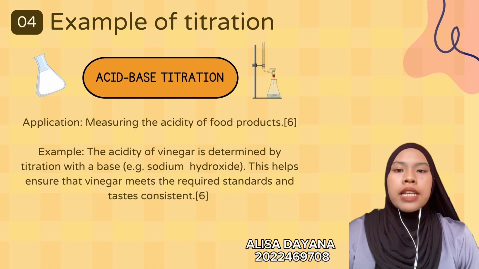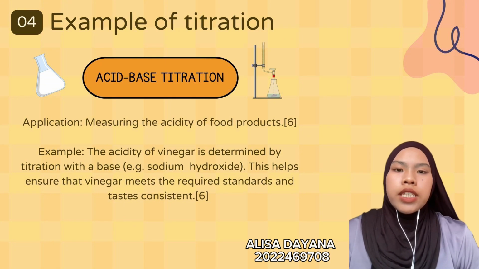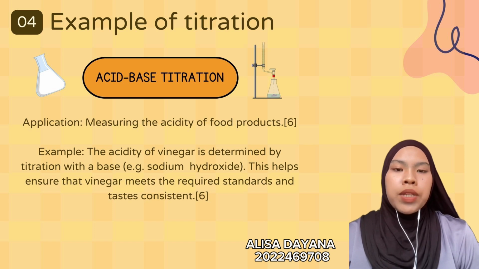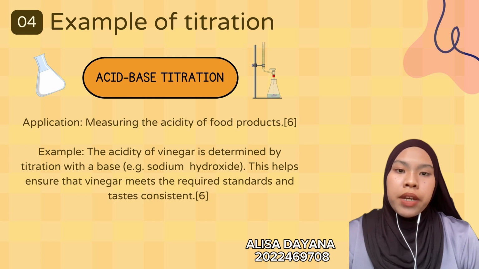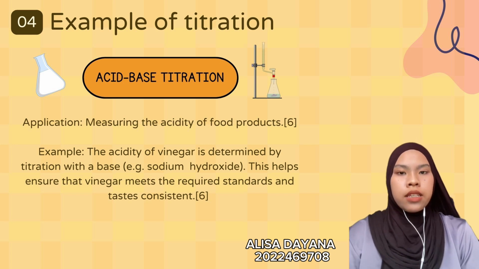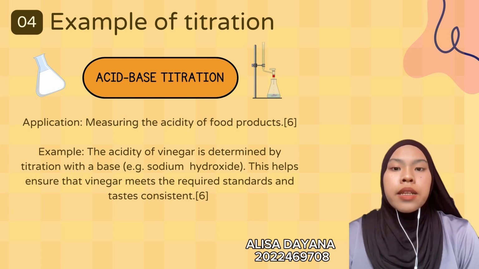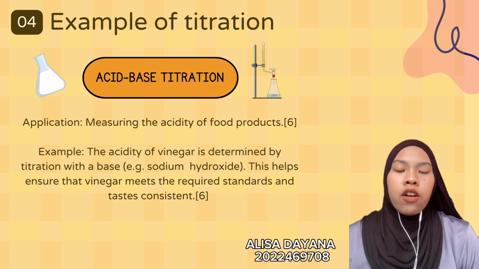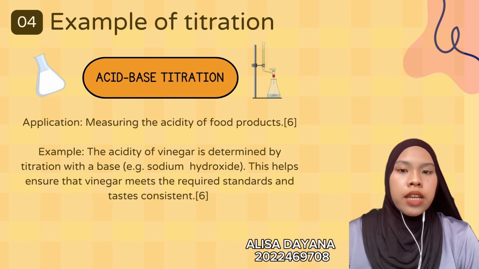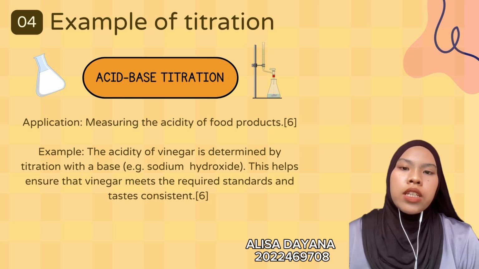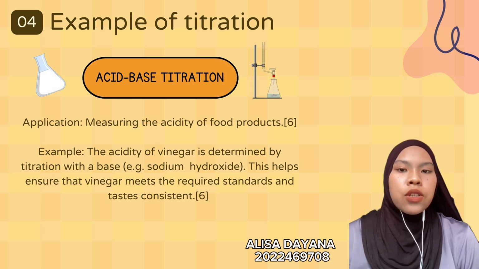Next, I will talk about examples of titration. First is acid-base titration. Acid-base titration involves the reaction between an acid and a base. The equivalence point is often indicated by a pH indicator or a pH meter. This type of titration is applied when measuring the acidity of a product. The example is, the acidity of vinegar is determined by titration with a base, for example, sodium hydroxide. This helps ensure that vinegar meets the required standards and tastes consistent.